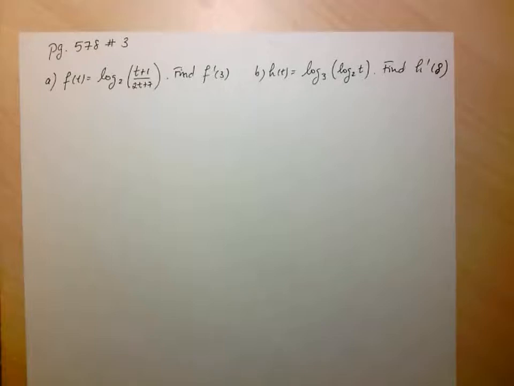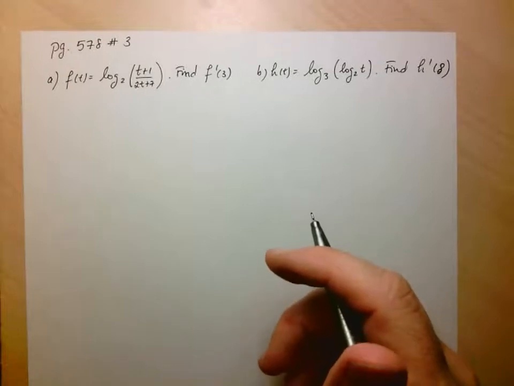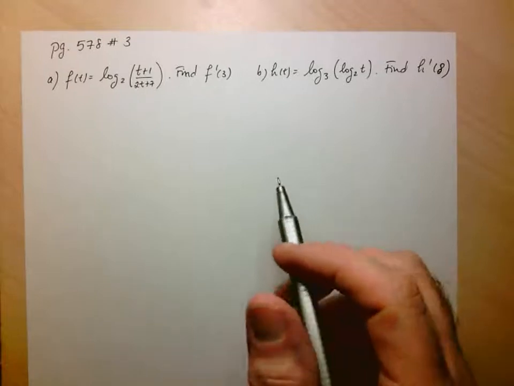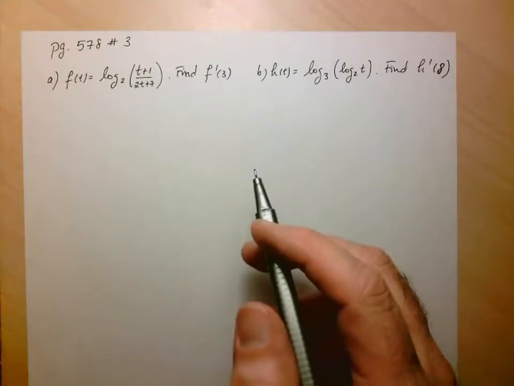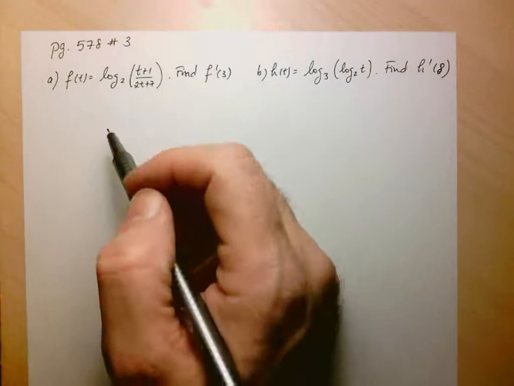Hi folks, we're going to take a look at number 3 from page 578. Both of these are asking us to find the derivative at a particular x value, or in this case here t value. So the first thing we have to do is find the actual derivative. So let's start with a here.